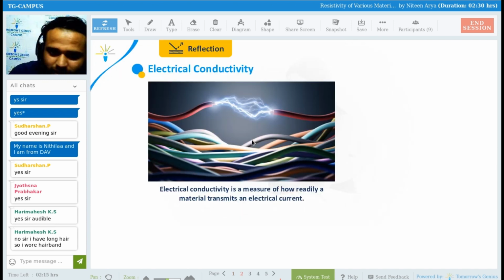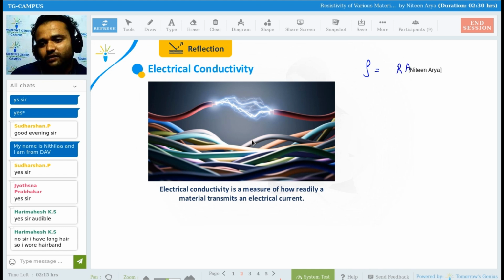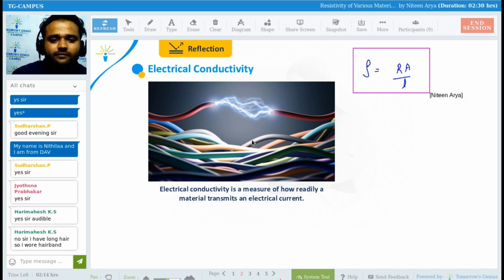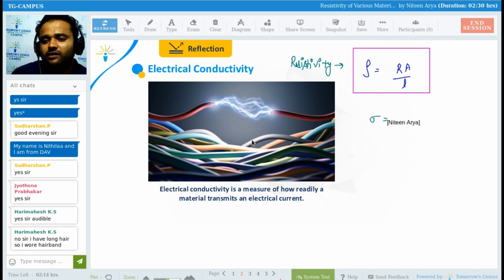So electrical conductivity, as we know, in the previous class we talked about resistivity. So this is your resistivity, R A by L. Conductivity is just the opposite of resistivity. Opposite means inverse. So if I need to find the conductivity, that is the inverse of resistivity.